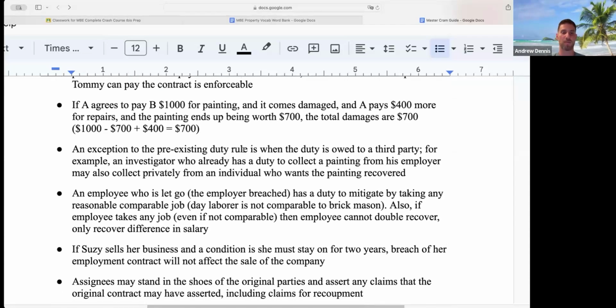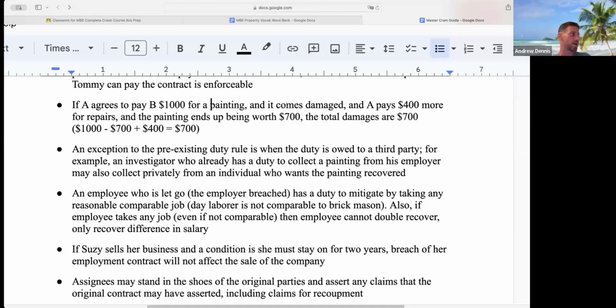So if A agrees to pay B $1,000 for a painting and it comes damaged, and A pays $400 more for repairs, and the painting ends up being worth $700, the total damages are $700. So this is a fact pattern that we should all be familiar with, where it's supposed to be a $1,000 painting. You get it and it's damaged, right? And it's only worth, let's say it's only worth 400 when you get it, and then you end up doing more repairs on it. You're going to get the expectation damages.